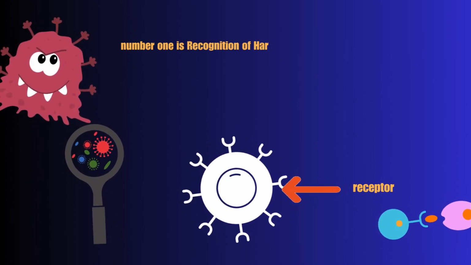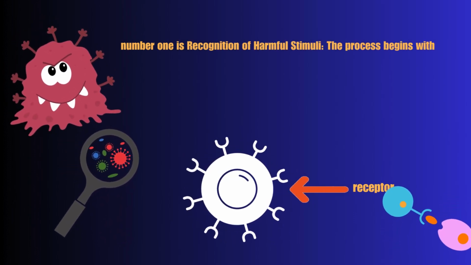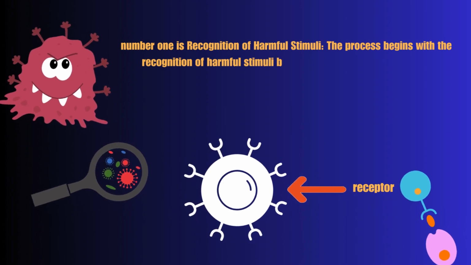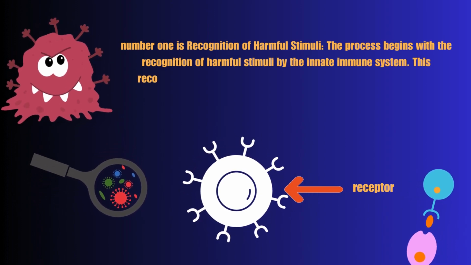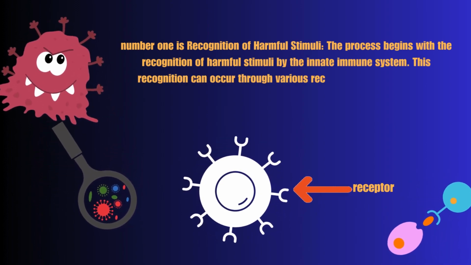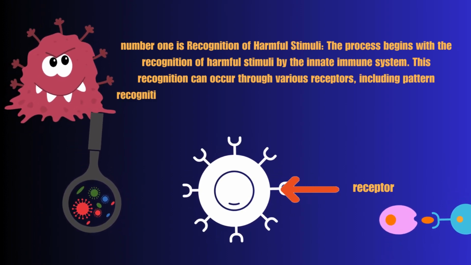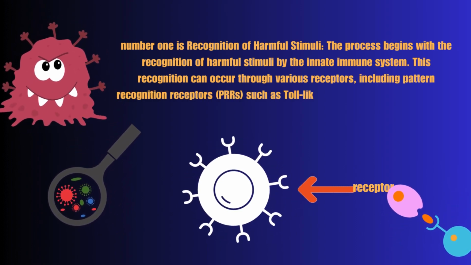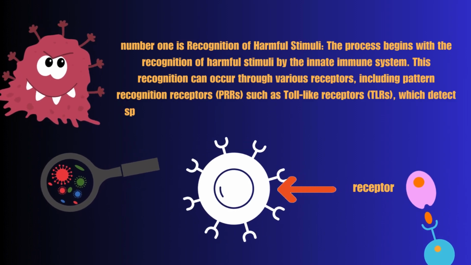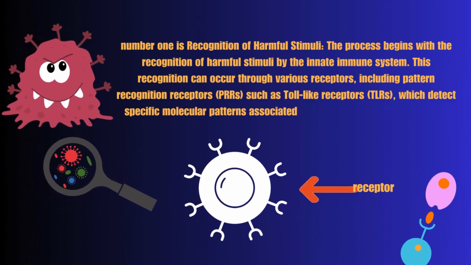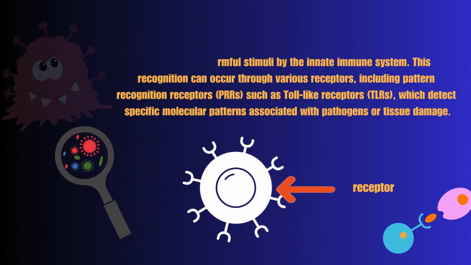Number 1 is recognition of harmful stimuli. The process begins with the recognition of harmful stimuli by the innate immune system. This recognition can occur through various receptors, including pattern recognition receptors, such as toll-like receptors, which detect specific molecular patterns associated with pathogens or tissue damage.